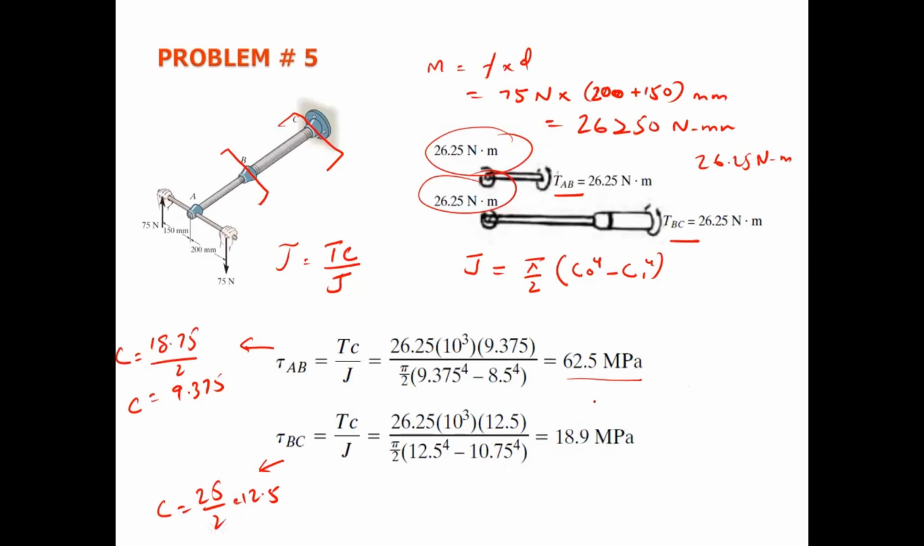So 18.9 and 60.25 megapascal is the value of shear stress at point AB. Shear stress at point BC is 18.9. Okay, these are the values.